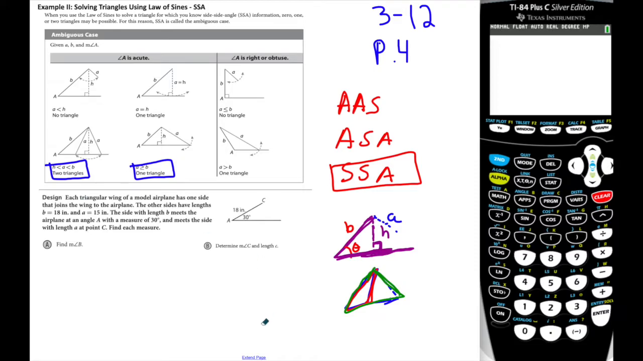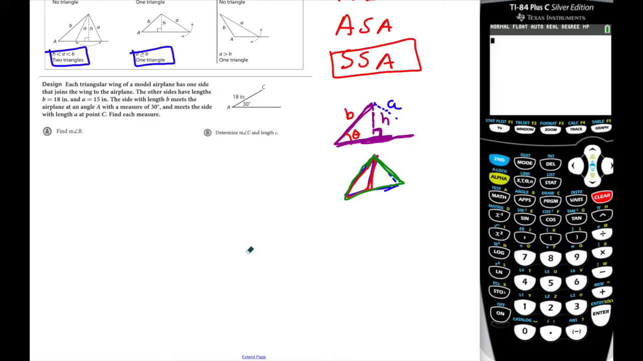Now, what do we do with this? So here's my example. Each triangular wing of a model airplane has one side that joins the wing to the airplane. The other sides have lengths of 18 and 15 inches. The side with the length B meets this airplane at angle A with a measure of 30 degrees and meets the side with length A at point C. Okay, we don't know that yet, but we'll be able to figure this out. So I need to find each measure.